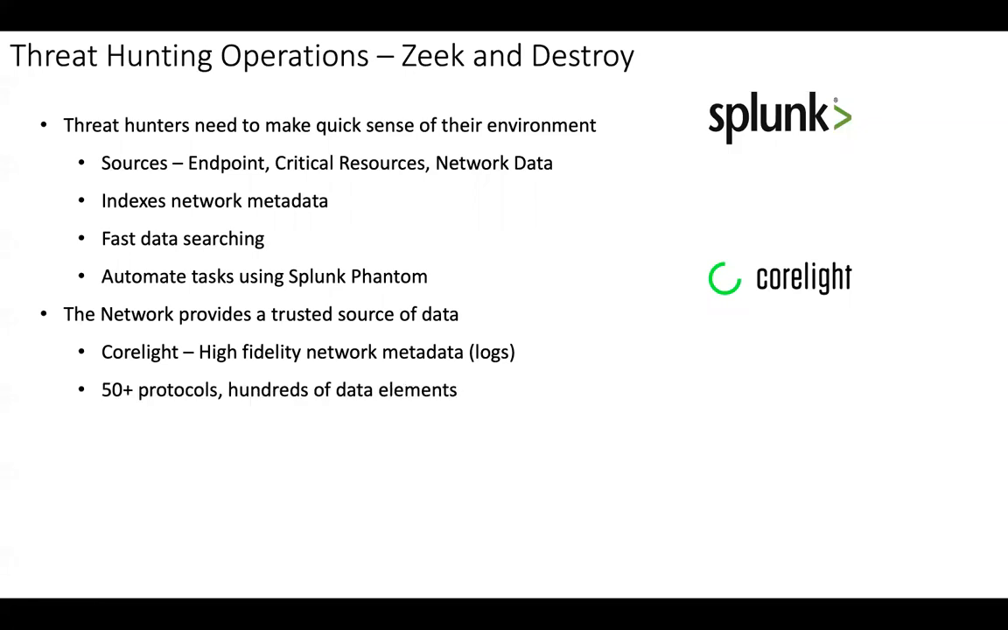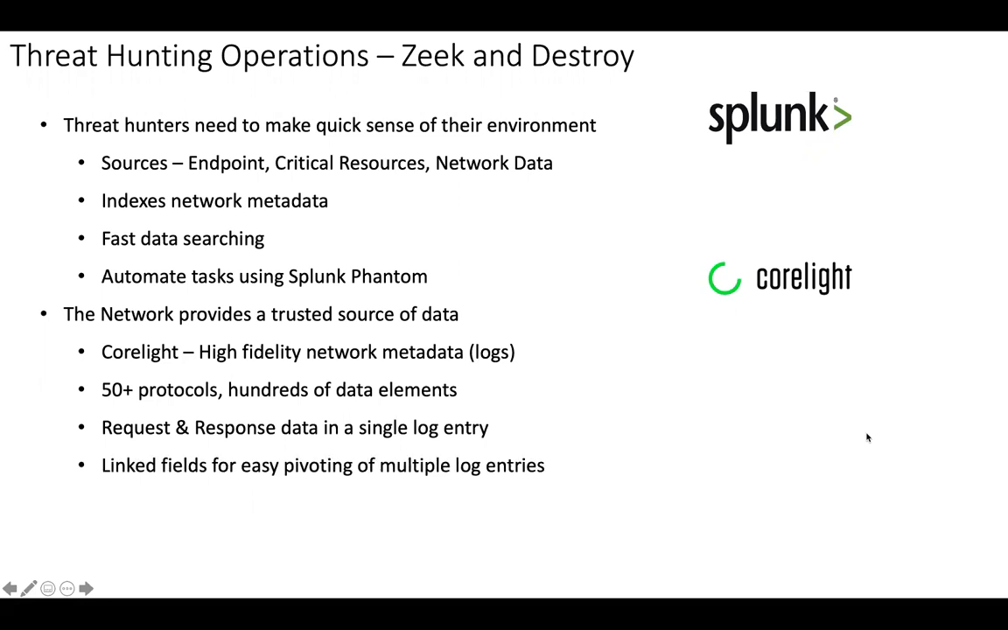We have a lot of protocols that can be decoded and hundreds of data elements. Corelight provides value by extracting high fidelity layer 4 and layer 7 metadata that is then forwarded into Splunk for searching and indexing. The key for us is that both the request and response are in a single log entry, so you're not moving around different points in the data set. All of the data is available for you, and this is linked through fields for easy pivoting across multiple log entries. We'll get into the details of that later on in the presentation.